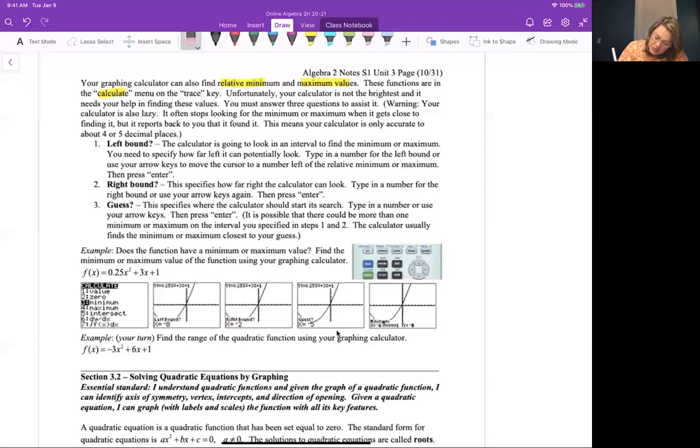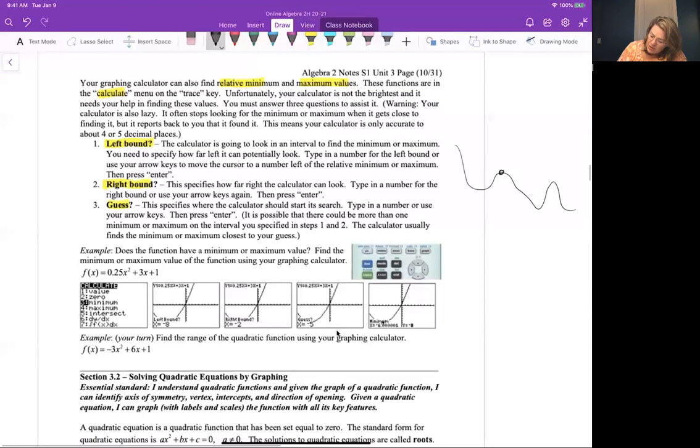All right, so it's going to ask you to give it some information. You have to tell it the left bound, so give it some idea of the left bound. You also have to tell it the right bound, and you have to give it a guess. And you've got to be careful, because you could have functions that look something like this, right? And if you're trying to find the maximum right here, the closer you get, the better it is. And then you need to guess that number so you can have the calculator look for it.